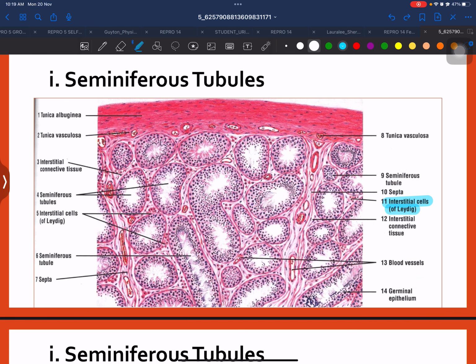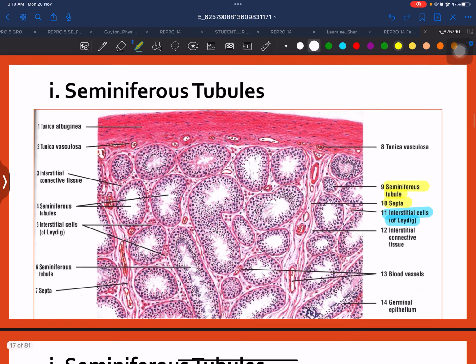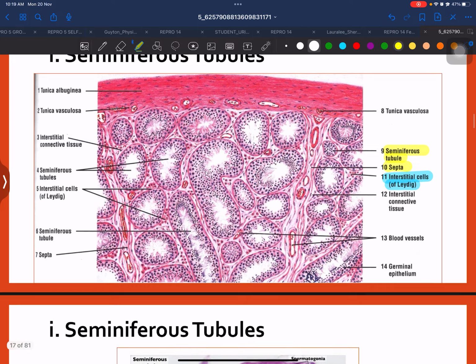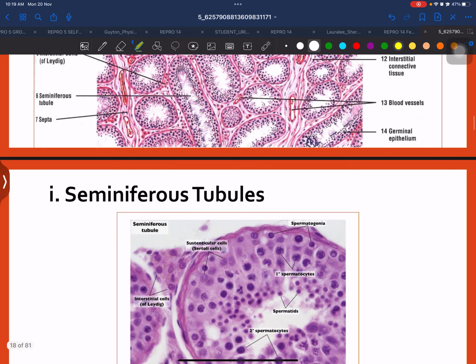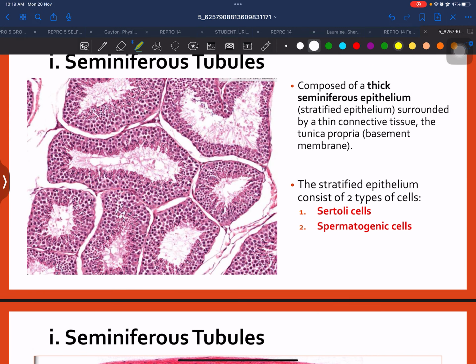These seminiferous tubules are composed of a thick seminiferous epithelium. It is a stratified epithelium. Stratified means multiple layers, not simple. Remember, it's a stratified thick epithelium. In the seminiferous tubule we call it seminiferous epithelium. That is the name. In the urinary bladder, what do you call it?